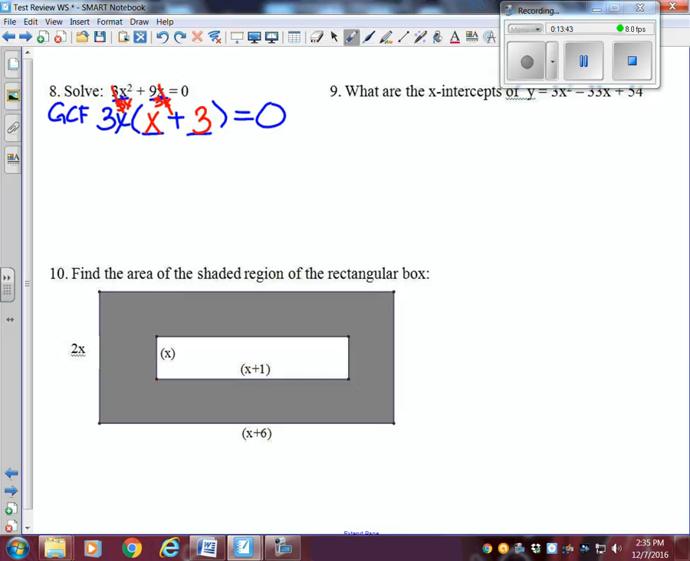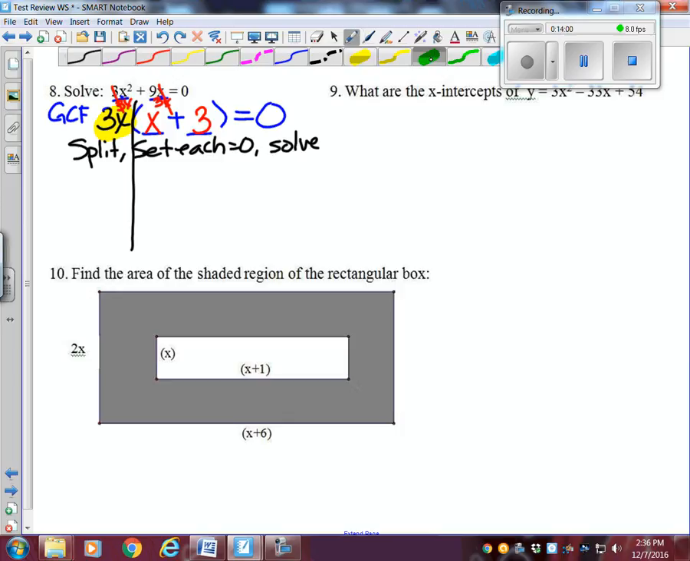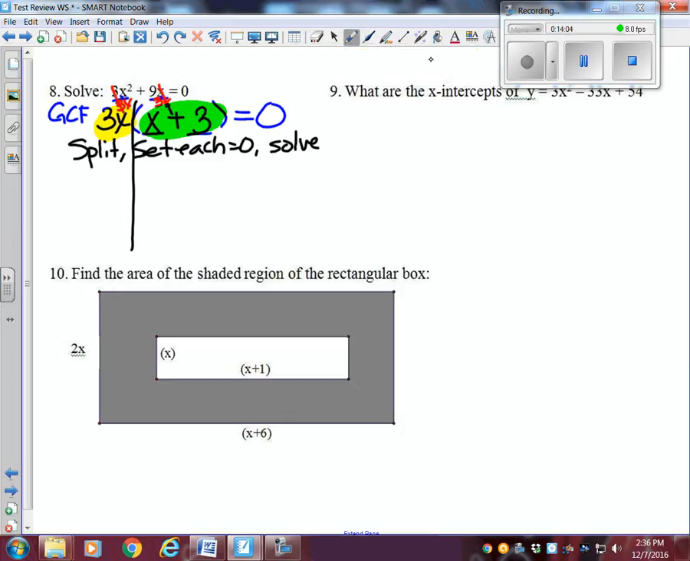Now I'm to the point where I want to split, set each equal to 0, and solve for possibly 2 answers. I'm going to split right in front of the parentheses, because what that does is that splits the first term, and the second term is my 2 factors. Those are the 2 parts that are multiplied to give an answer equals 0. So either 3x, set that one equal to 0, and even when you divide by 3, a 0 divided by 3 is still 0. 0 is definitely one of my answers.